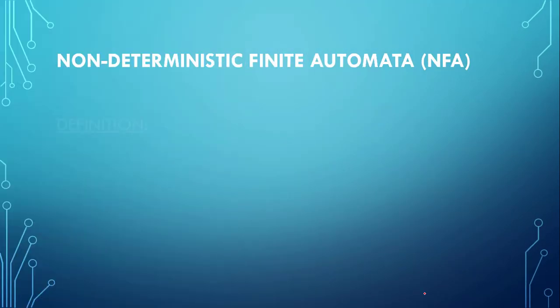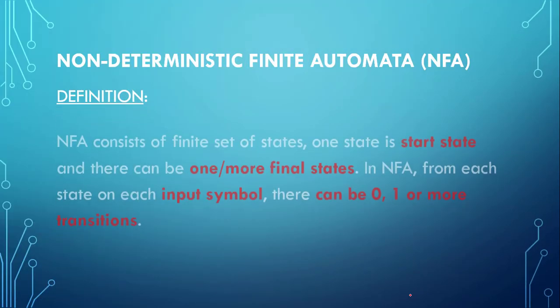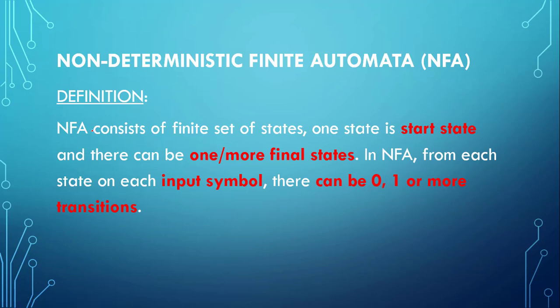Let us see what is non-deterministic finite automata and how it is different from our DFA. The first part of our definition will be the same, that is NFA will consist of finite set of states out of which one state is a start state and there can be one or more final states. In NFA, from each state on each input symbol there can be 0, 1 or more transitions. Here this is an important part that we need to consider, that there can be 0, 1 or more transitions, whereas in DFA we had only one transition from each state on each input symbol.